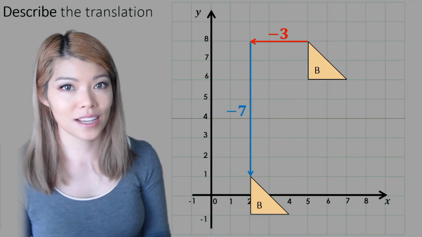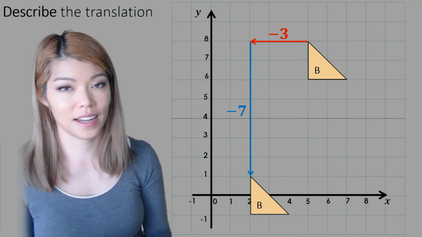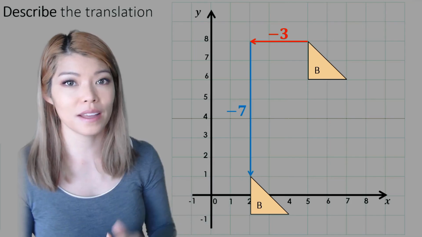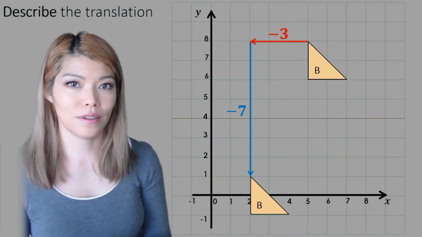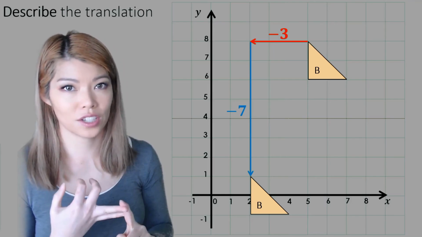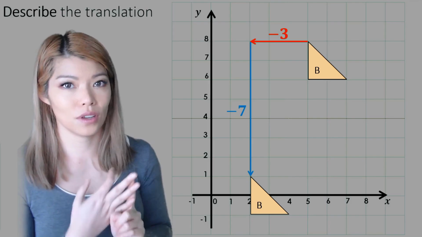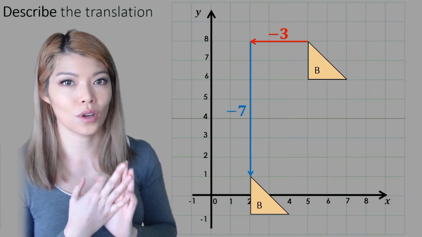So for translation, it's not too tricky. Remember to always put the horizontal first. Negative means this way, positive means that way, and then the vertical, positive, negative. Revise all the transformations that we've done, which are rotation, reflections, and translation, and see if you can distinguish all the 3 different ways of finding the new congruent shape.